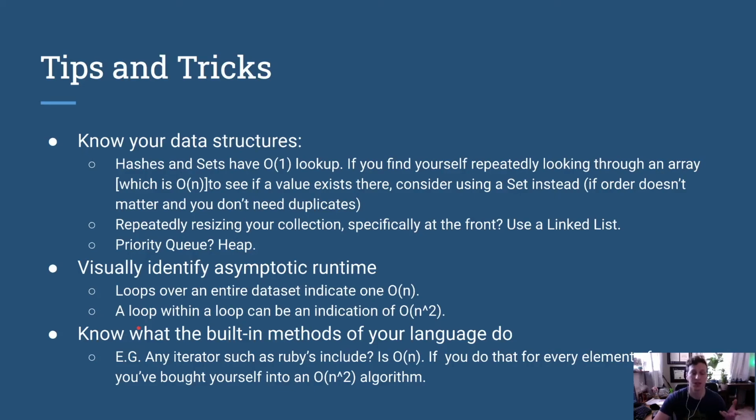And the last bullet point for tips and tricks on this slide is understanding the built-in methods in the language you're using. Like we saw in our example when we were using Ruby, we had a loop, and every iteration of that loop, we used the .select method. If I didn't know that the .select method was an O of n runtime, I might think that my algorithm was O of n and use it. And we saw that took forever to run. So really know what methods you're using, especially if you didn't write them yourself.